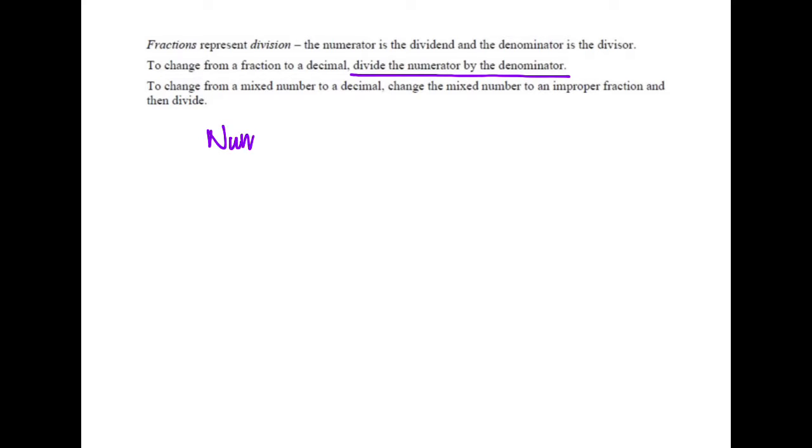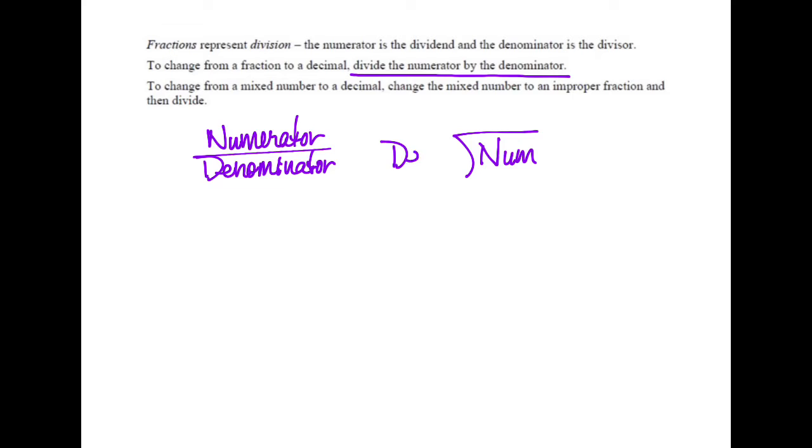This is the numerator, and that's really messy. Denominator. So I'm going to abbreviate. You're going to divide the numerator by the denominator.